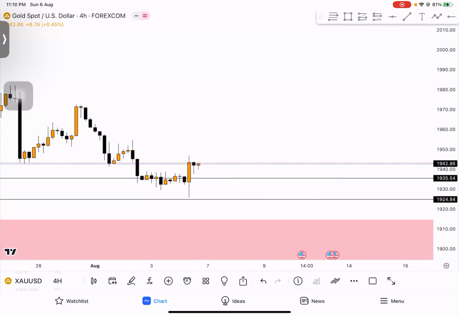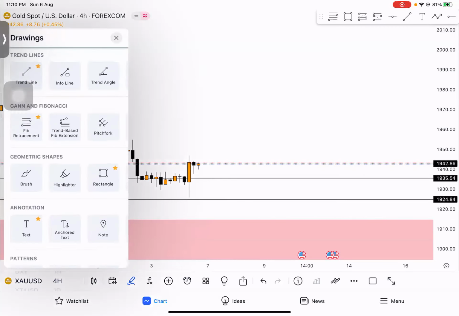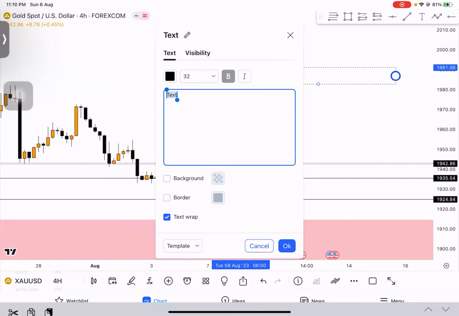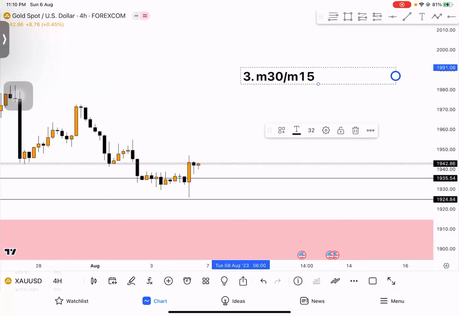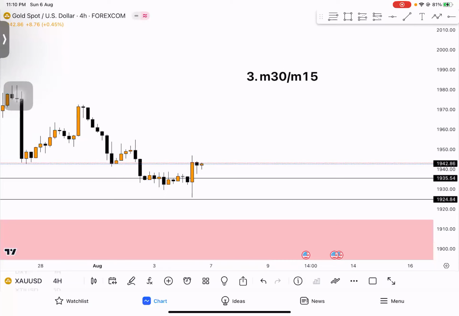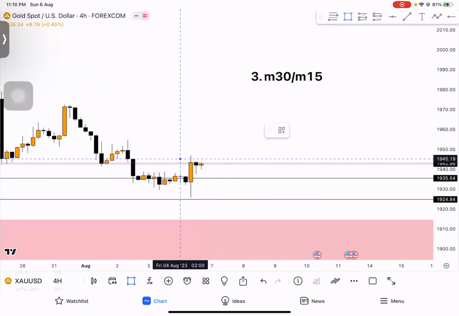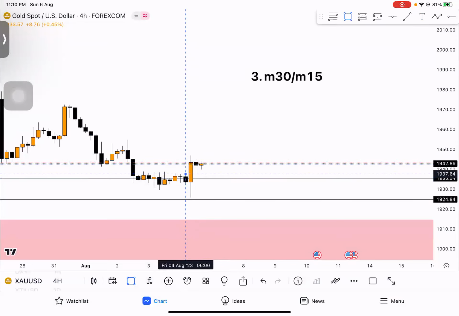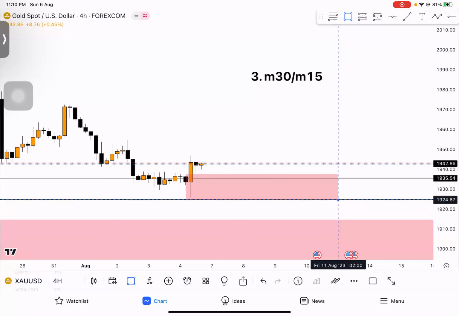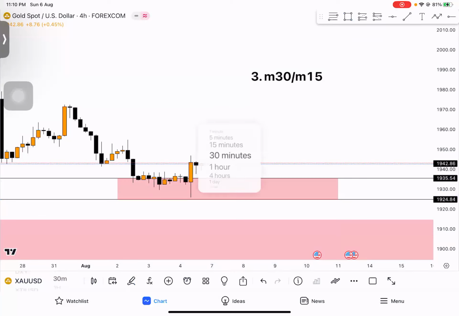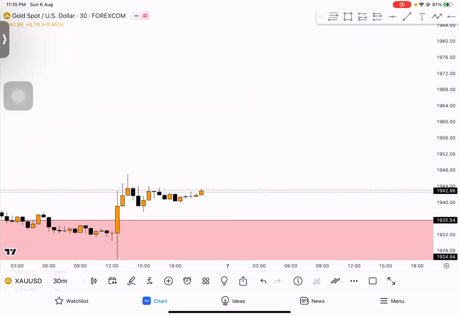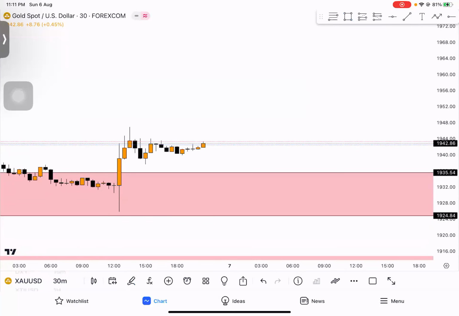The third time frame is M30, M15, or M5. You can just mark this area first. I will mark here, this area. Then you can go to M30. You can go to either M30 or M5.